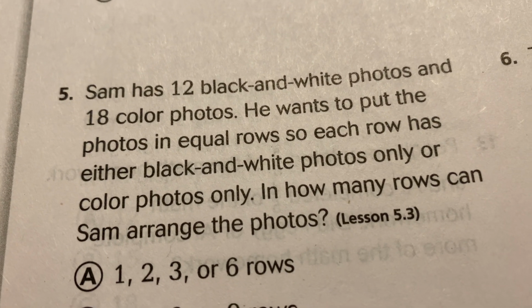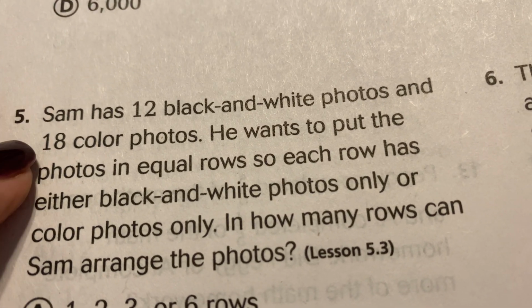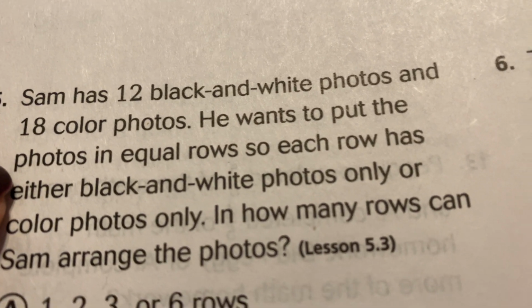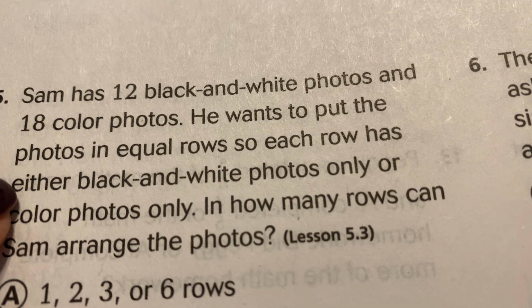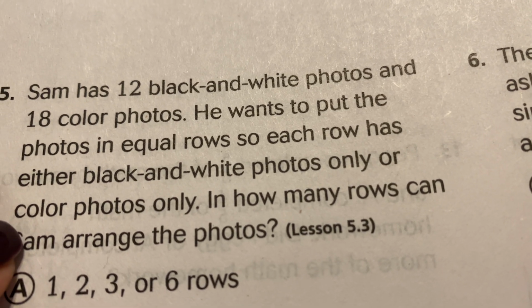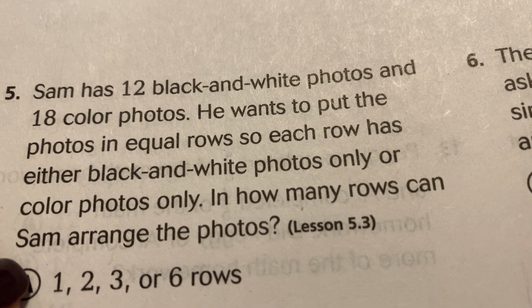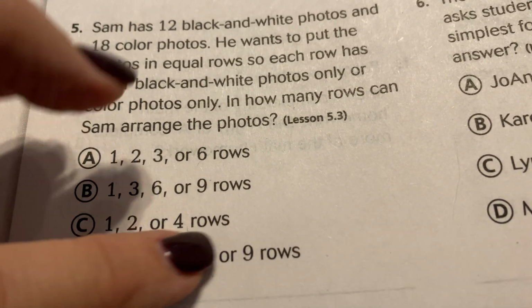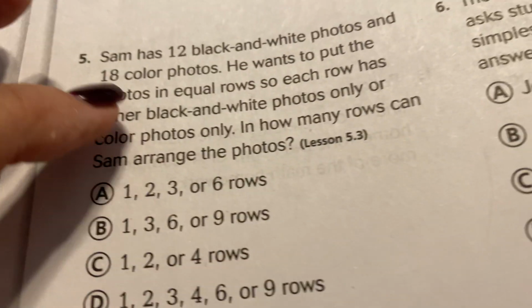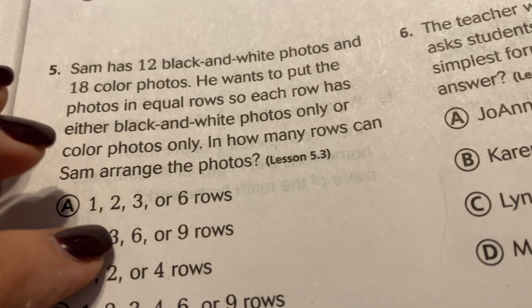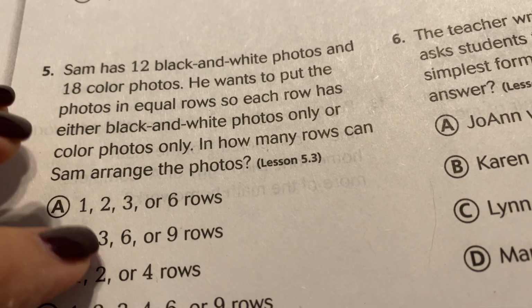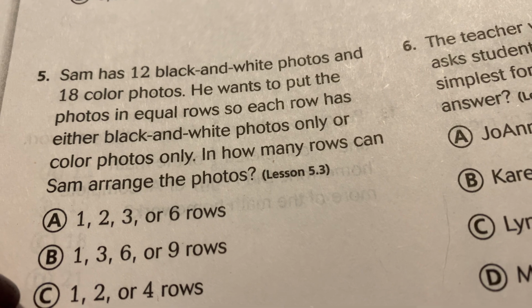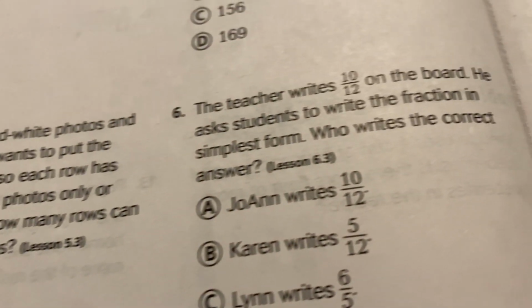Sam has 12 black and white photos and 18 color photos. He wants to put the photos in equal rows, so each row either has black and white photos only or color photos only. How many rows can Sam arrange the photos? So you're thinking of numbers that are all factors of 18 and 12. So find a row where all the numbers are factors of 18 and 12.